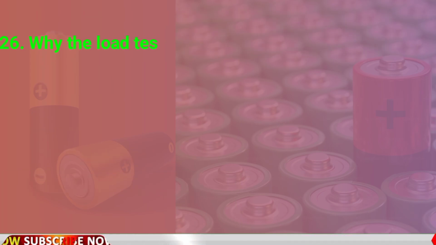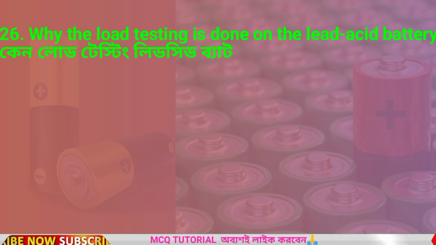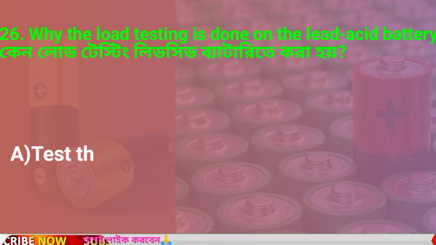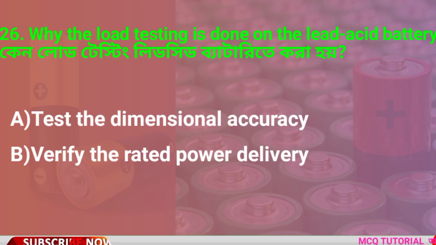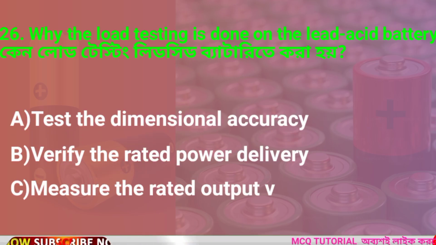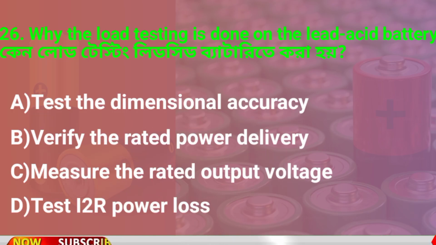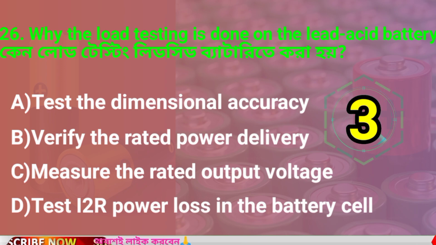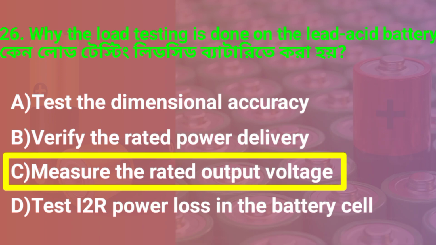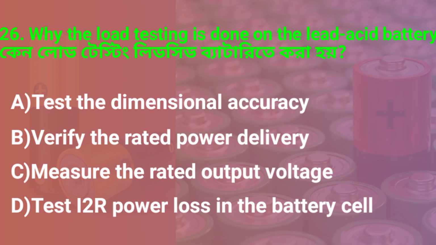Question number 26. Why is the load testing done on the lead acid battery? Option A test the dimensional accuracy, option B verify the rated power delivery, option C measure the rated output voltage, option D test I squared R power loss in the battery cell. উত্তর হবে option C measure the rated output voltage.